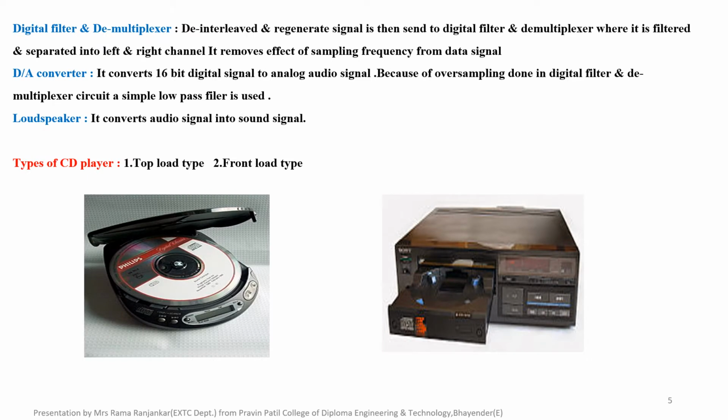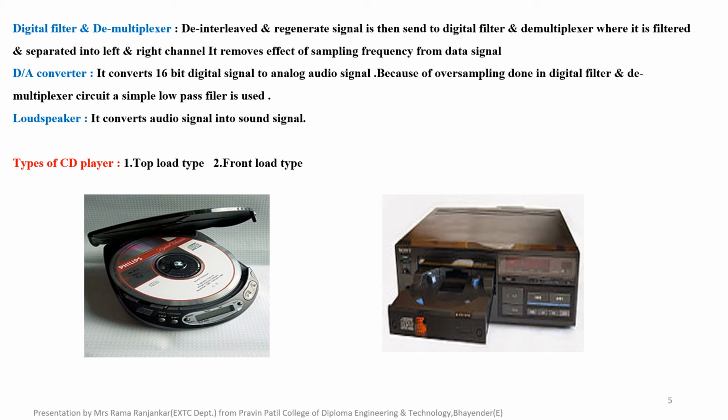Another circuit is the digital filter and demultiplexer. The de-interleaved and regenerated signal is then sent to the digital filter and demultiplexer, where it is filtered and separated into left and right channel. So it removes the effect of sampling frequency from the data signal. Digital to analog converter converts a 16-bit digital signal to an analog audio signal. Because of oversampling done in the digital filter and demultiplexer circuit, a simple low pass filter is used. Loudspeaker converts the audio signal into a sound signal.